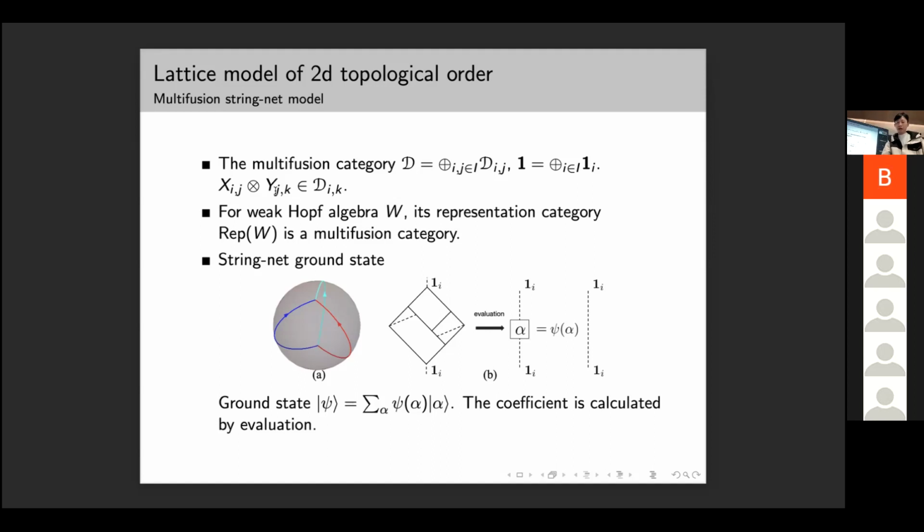And what I have to say is that the basic motivation for us to study this is that we are trying to understand the tri-net model corresponding to a weak Hopf algebra model. And the tri-net ground state can be constructed very similarly to the Levin-Wen model. Given a fully labeled tri-net configuration, we just do the evaluation. After the evaluation, this is just a number. This number is the coefficient for this configuration. Then we can take the sum over all the configurations, and we will obtain a topological state.